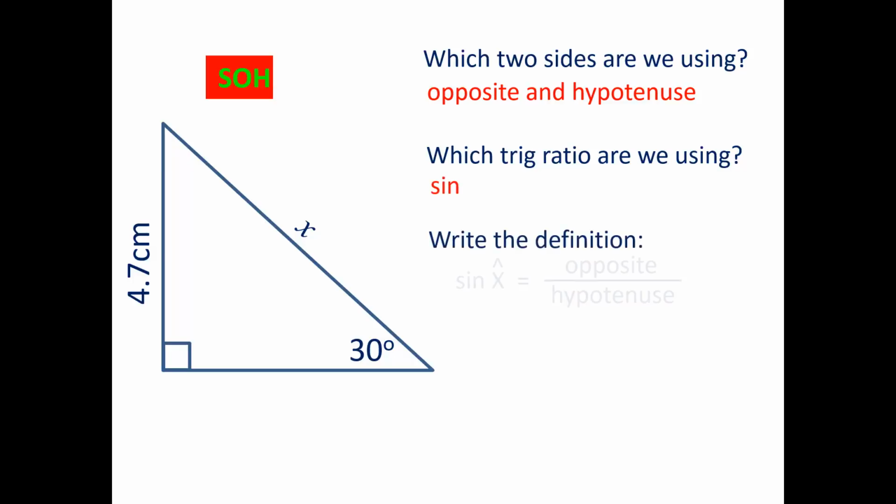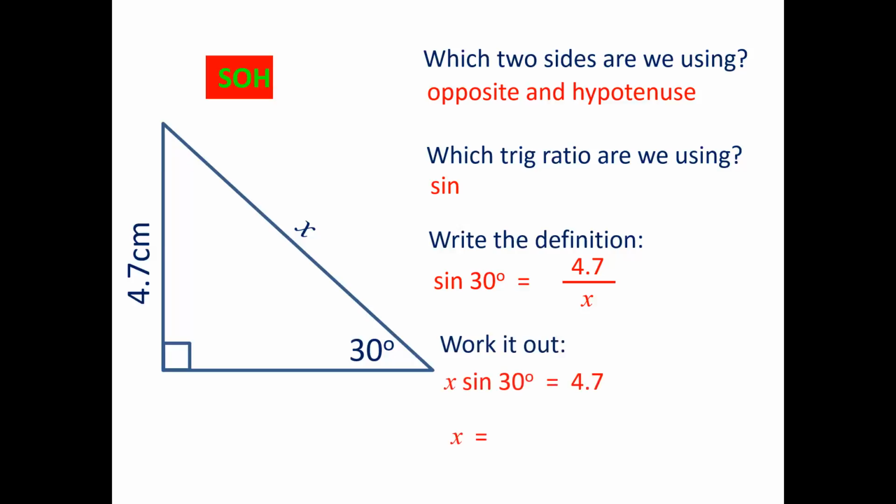Third one, write the definition. Now sine is opposite over hypotenuse, so in this case sine 30 is 4.7 divided by x. Work it out is the fourth W. x sine 30 is 4.7, x is 4.7 divided by sine 30, which is 9.4, and there we have it.